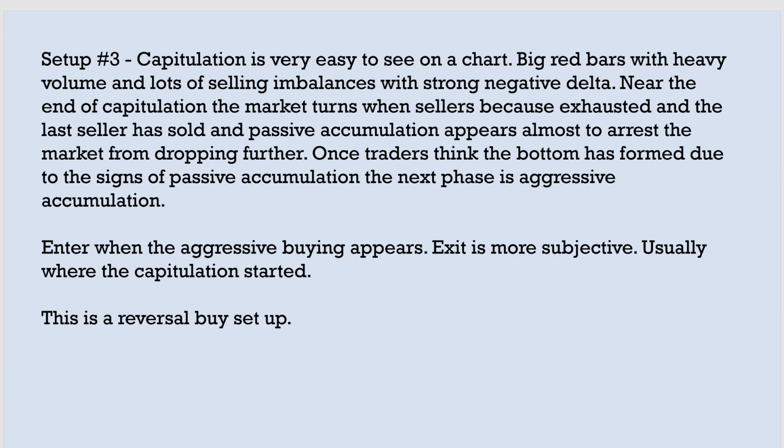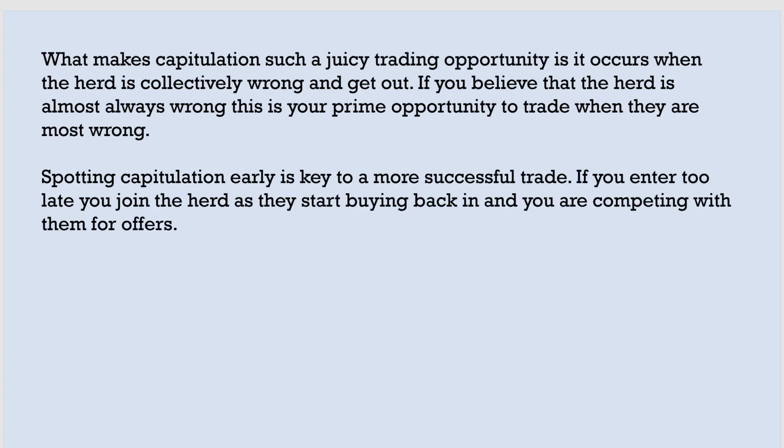Okay, once traders think the bottom is formed due to signs of passive accumulation, the next phase is aggressive accumulation. And what makes capitulation such a juicy trading opportunity is it occurs when the herd is collectively wrong and gets out. Right? The herd, the retail traders, the public, so to speak. And if you believe that the herd is always wrong, this is your prime opportunity to trade when they're most wrong. Right? Spotting capitulation early is key to a more successful trade.